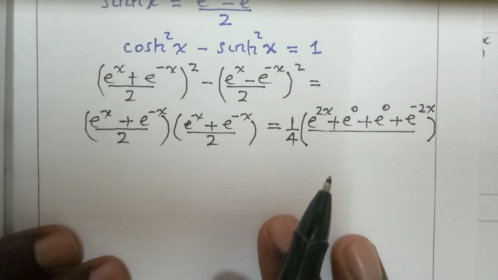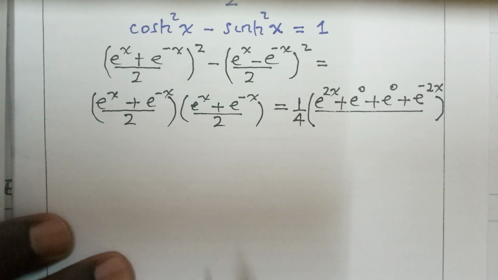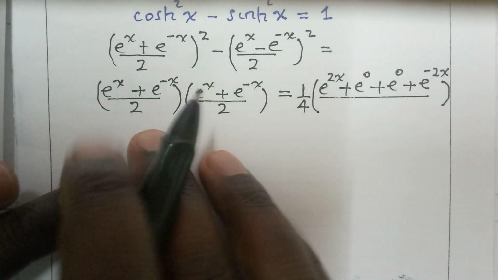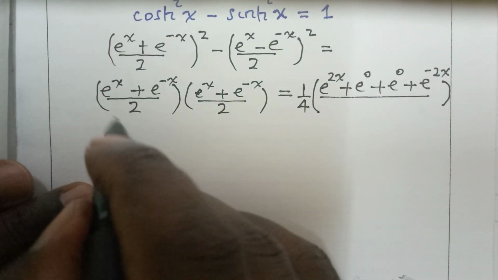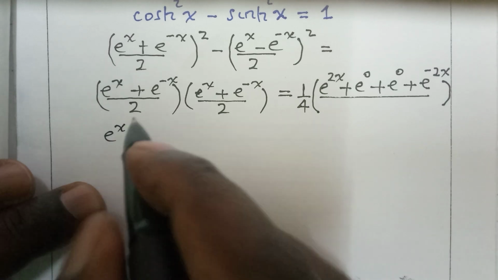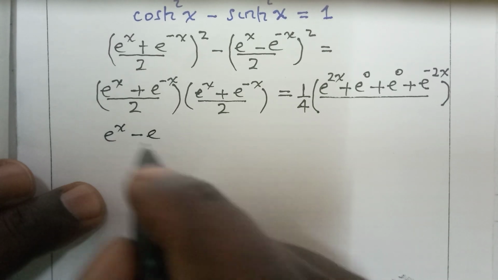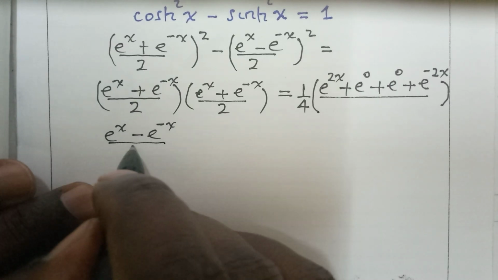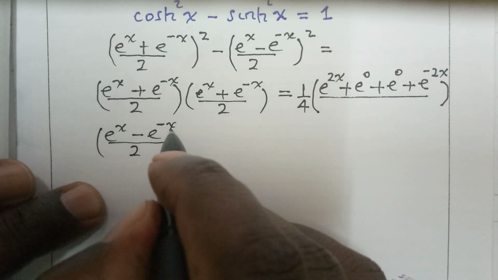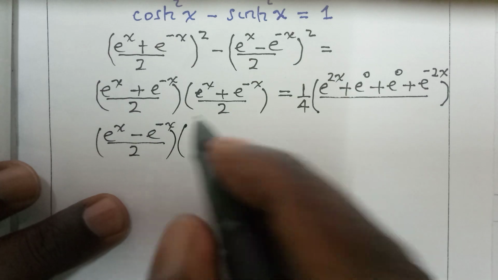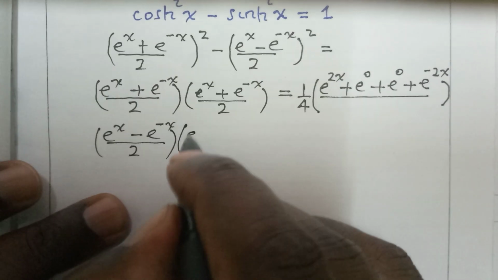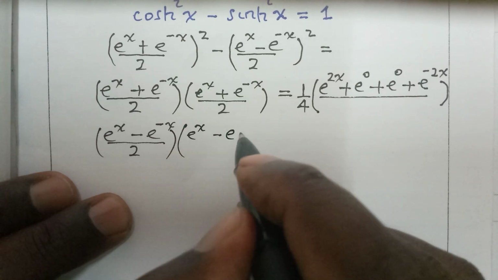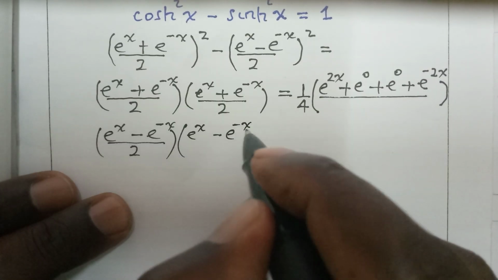So I continue now and do this other one. This other one will be e raised to x minus e raised to negative x, divided by 2. And then here we have again e raised to x minus e raised to negative x.